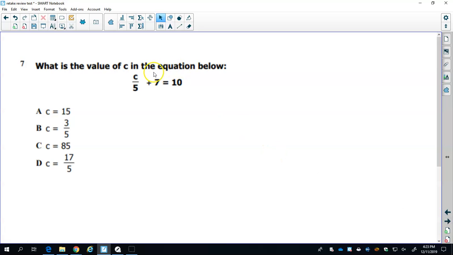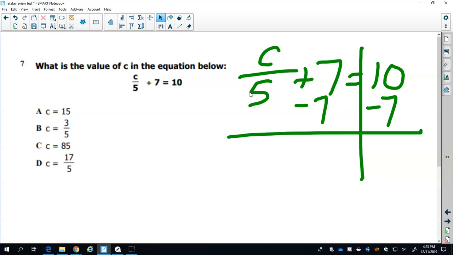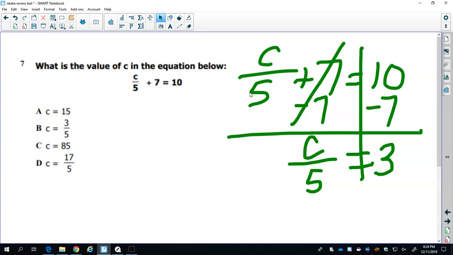Number 7, another equation. So we have c divided by 5 plus 7 equals 10. Okay. We are going to undo the addition first because there's no grouping. The c is by itself. So I'm going to subtract 7 from both sides. I'm going to undo addition. This cancels out. I'm going to bring down c divided by 5 equals 10 minus 7, which is 3.